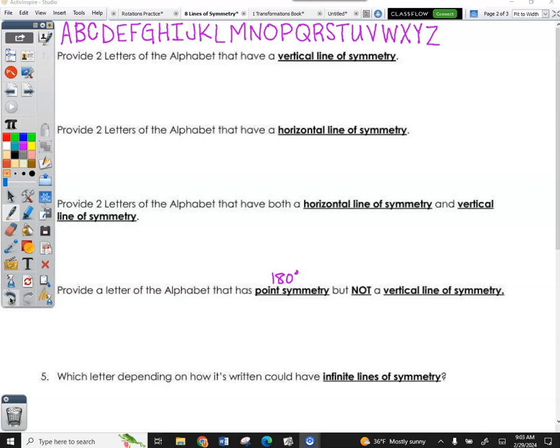So we're looking at what letters could be folded hot dog style. So they're upright and then you just fold left to right and it would match. Somebody want to say a letter? M? Someone else? W? Maybe not when you write it the way I just did, but yeah. Did someone say V? Yep, V.